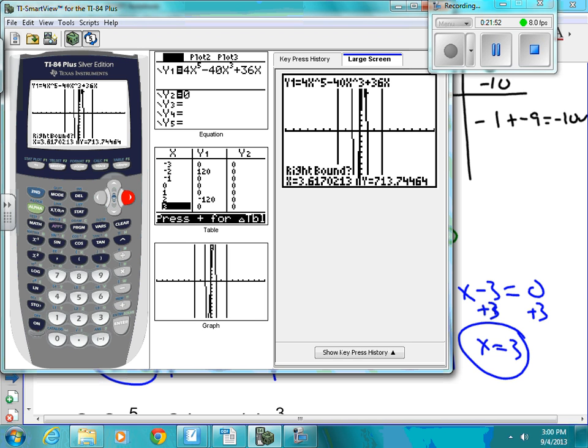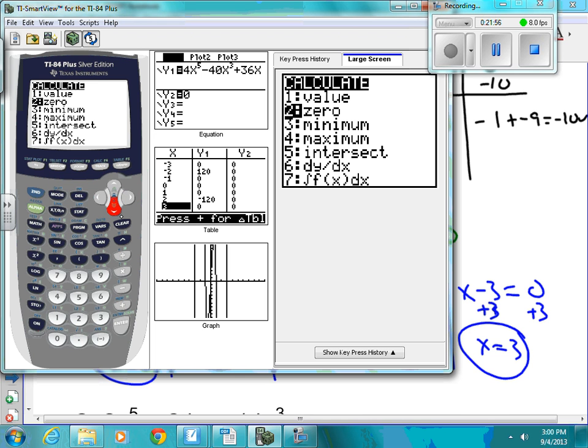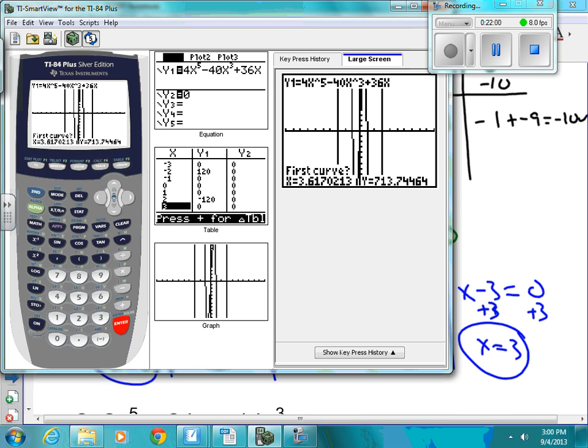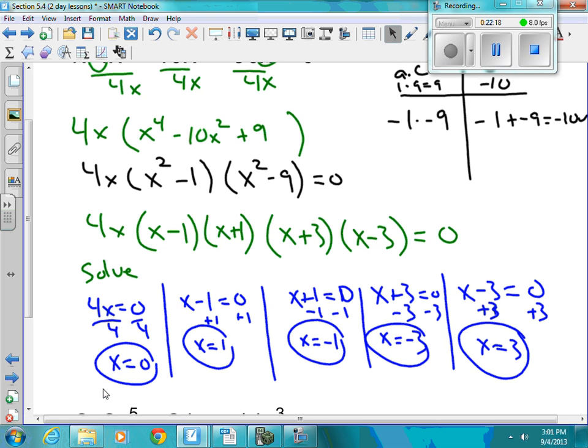Oops, I'm sorry, I did the 0 function. Let's try that again. I'm going to intersect. We can do it by 0 as well, but intersect I think is easier. Hit enter, and then we're close to this point. Enter again, it gives you 3, 0. So you can do that over and over again. So those are ways to check your answers to see if it makes sense. The graph and factoring methods should point to the same answer. If they don't, you did something wrong.